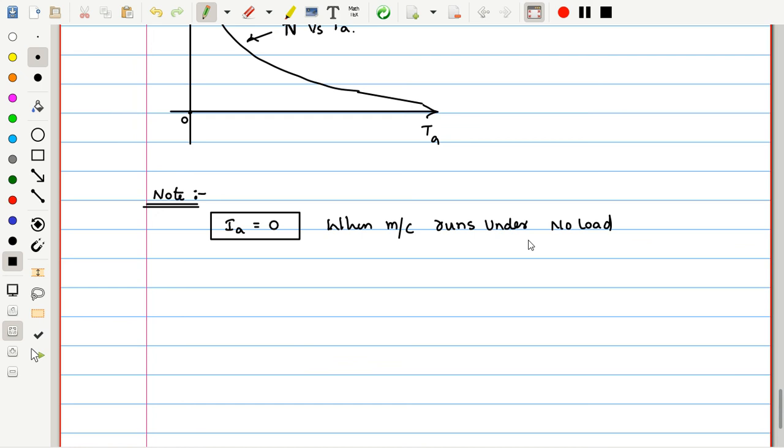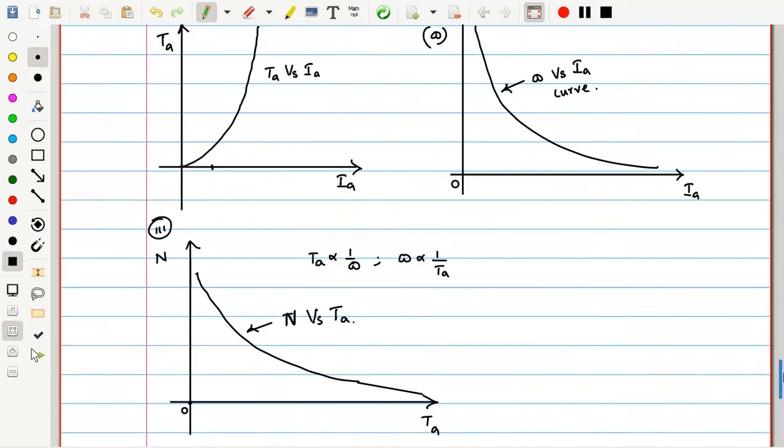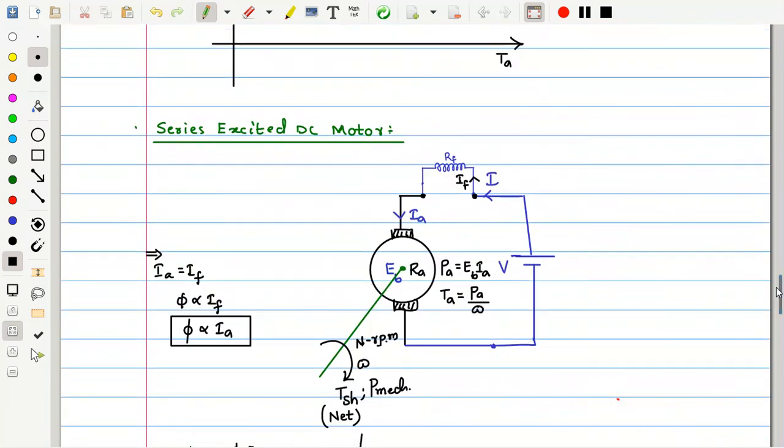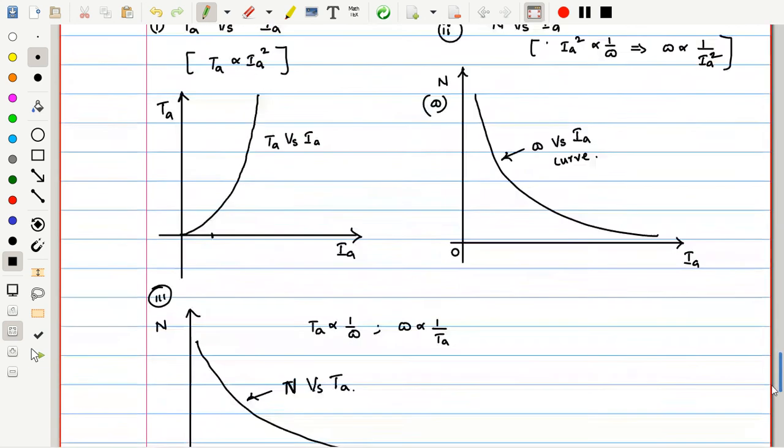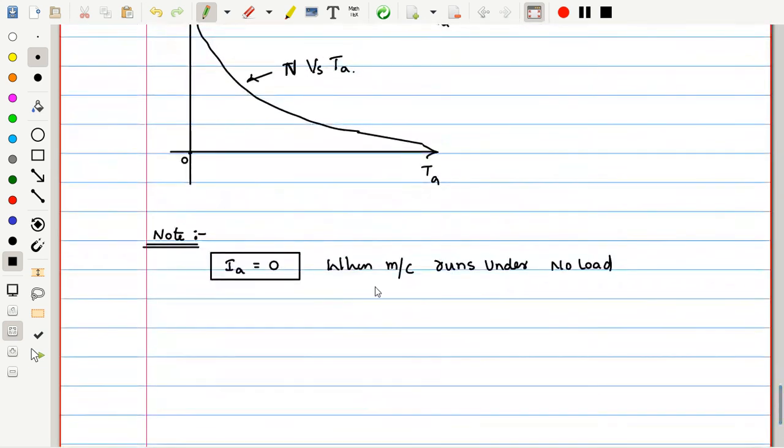So if it runs under no load, that is one thing. Or suddenly, once the machine is running, if an armature conductor gets broken and some open circuit fault takes place, that also leads to the current being 0. So it may be the no load condition, or any open circuit fault. If any of these situations occur, then the armature current will be 0.